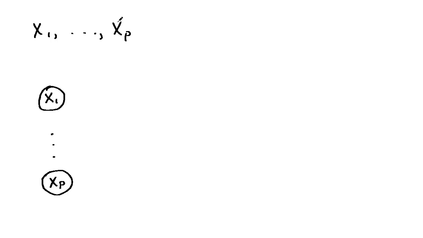Suppose x1 through xp are some input variables. We can represent these as follows: x1 through xp. We'll call these input units, and together they form the input layer of the neural network.